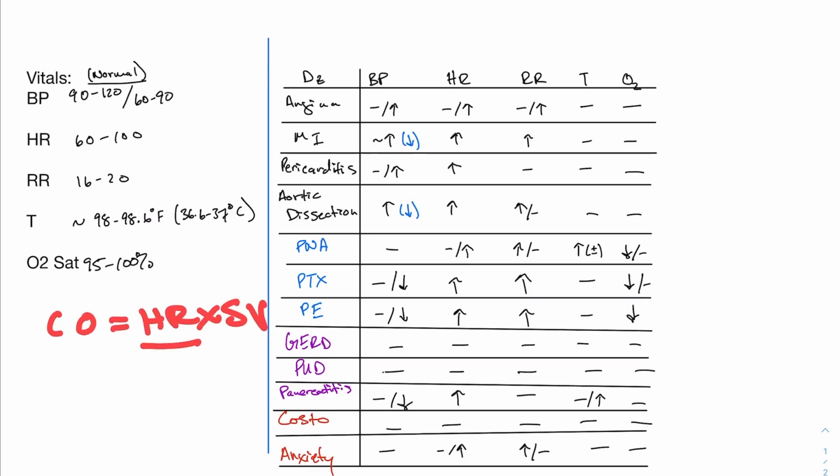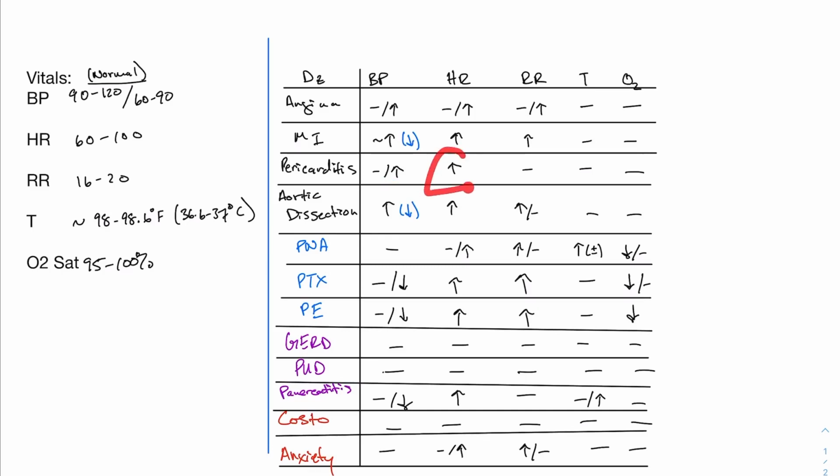And so if your heart rate is going up and your stroke volume is staying the same, the volume that you're putting out, your cardiac output is going to go up. And so if you're putting more blood into your vessels, you can have a bit of a higher blood pressure. So you can have a little bit of an elevated blood pressure with pericarditis.